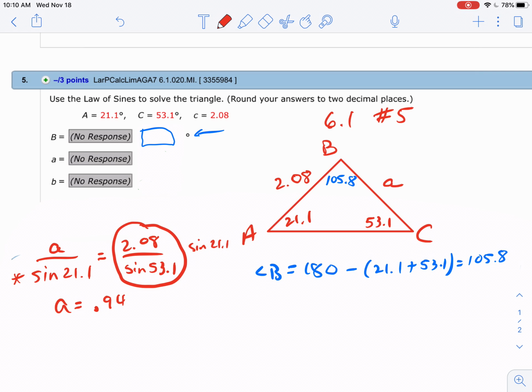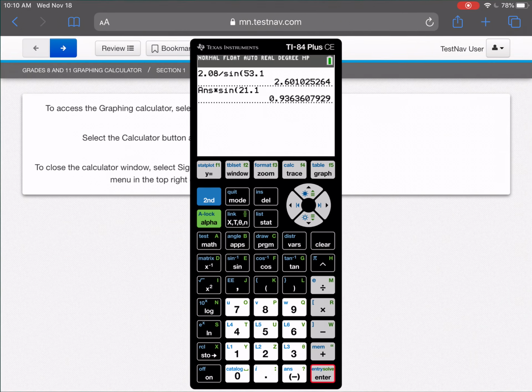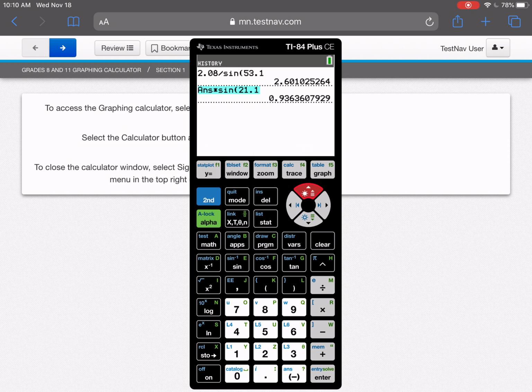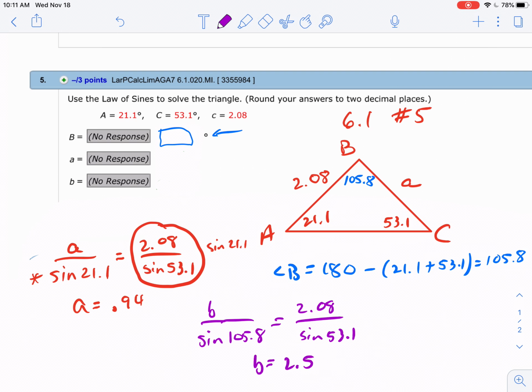And then the last one, to find little b, I'm going to do little b over its partner, sine of 105.8. So if you hadn't done the angle, you'd have to do that now. And then I go back to the ones that were given, so I'm going to put the 2.08 in again over the sine of 53.1. So 105.8 is the angle. On my calculator, I've already done this, so I can recall that and multiply by the sine of 105.8, and round to the second decimal would just stay the 0, so 2.50 is what we're getting. And that should be good.